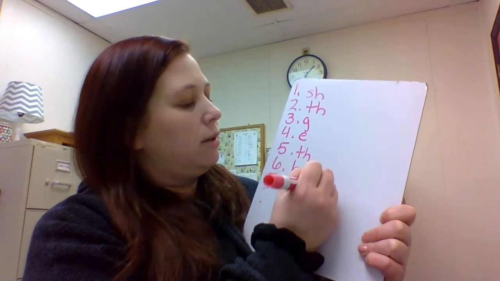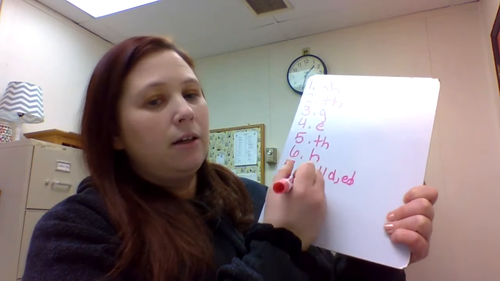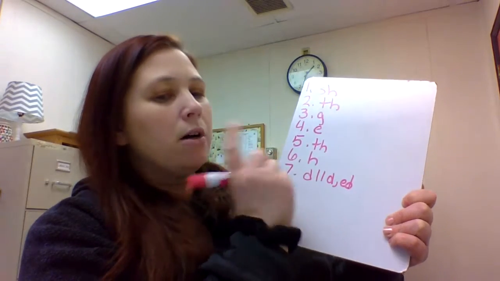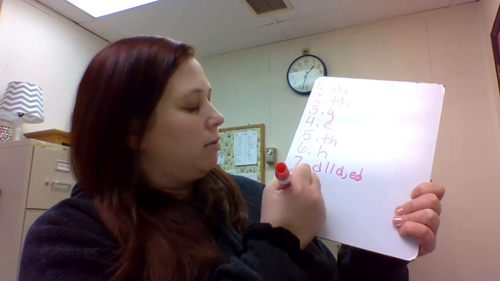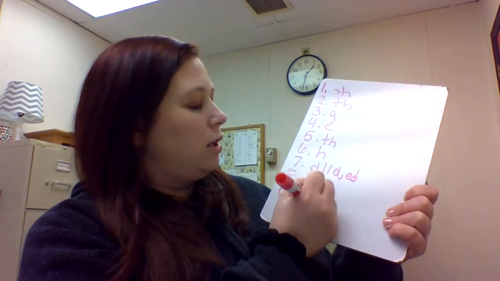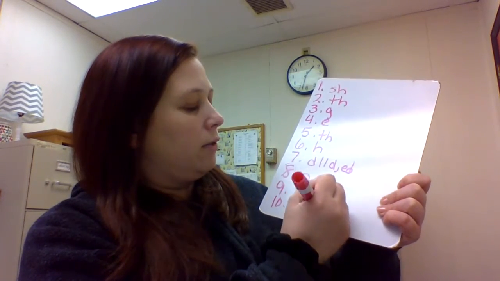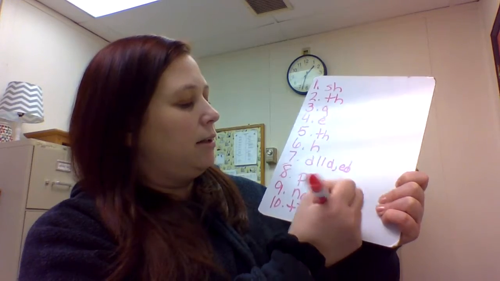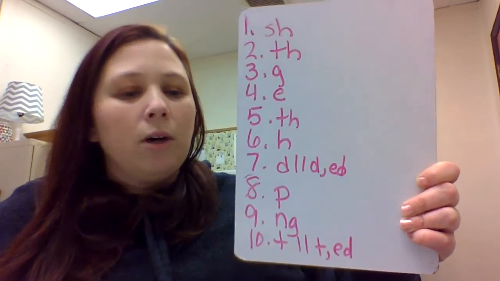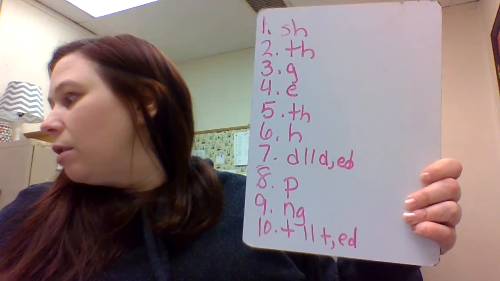Final sound d, comma e, d. Number 8 we have p. Number 9 we have ng. And number 10 we have t, or final sound t, comma e, d. Alright, make sure you have those written down.